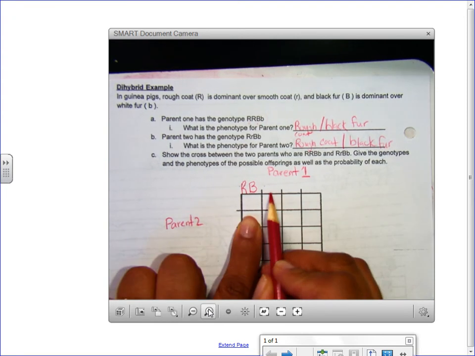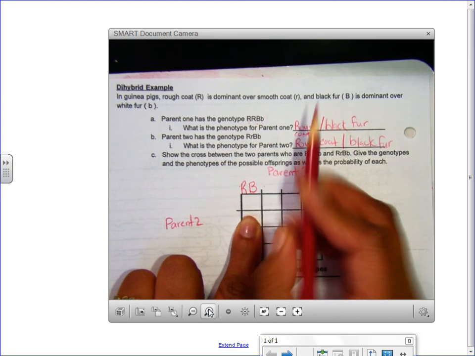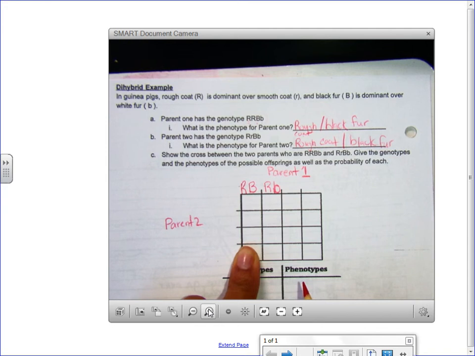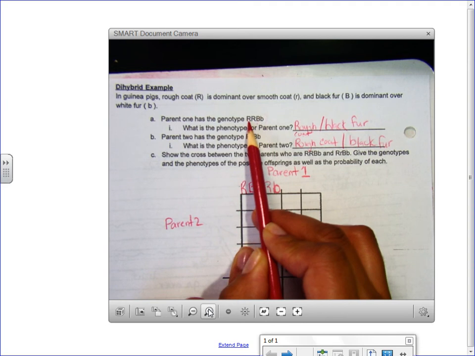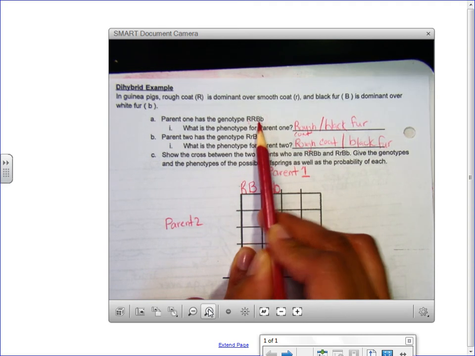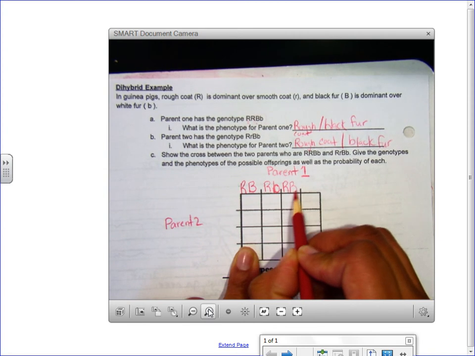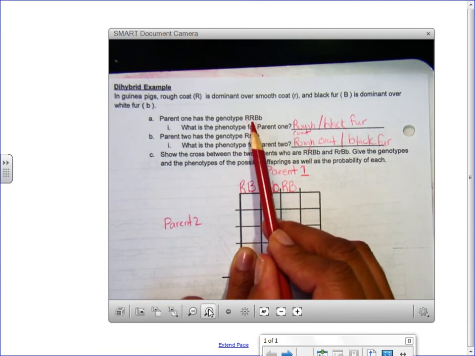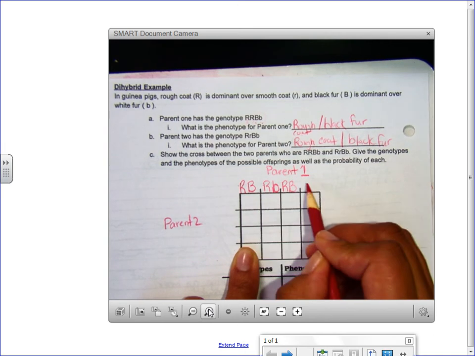Another possibility, again, you take the first letter, and now you look at it with the second letter. What is it? Capital R, lowercase b. The next time, you look at the second letter of the first pair and match it with the first letter from the second pair. So what would it be? Capital R, capital B. And now again, you look at the second letter and match it with the second letter, and it would be capital R, lowercase b.